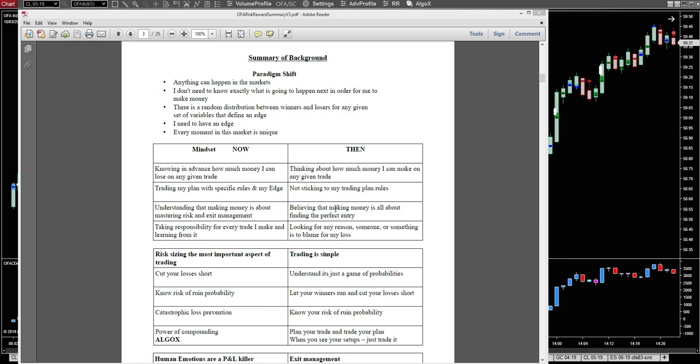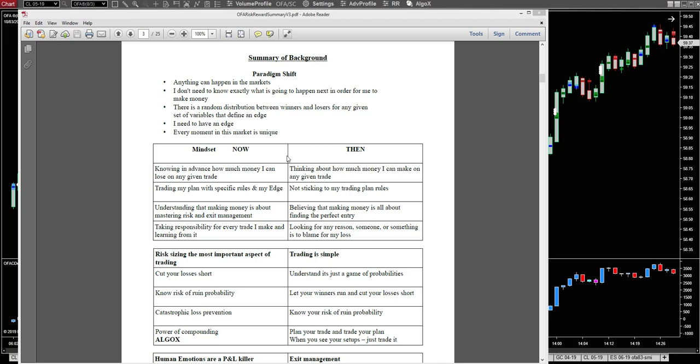I think you can probably agree that if we look at this column here on mindset in the past, this typically was our thought process: thinking about how much money I can make on a trade, not sticking to my rules, believing making money is all about finding the perfect entry, and then when it all goes wrong, looking for a reason, someone or something to blame.